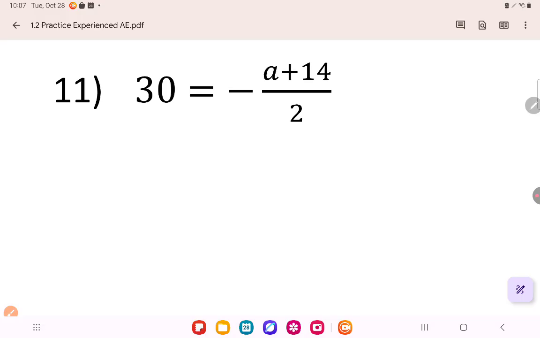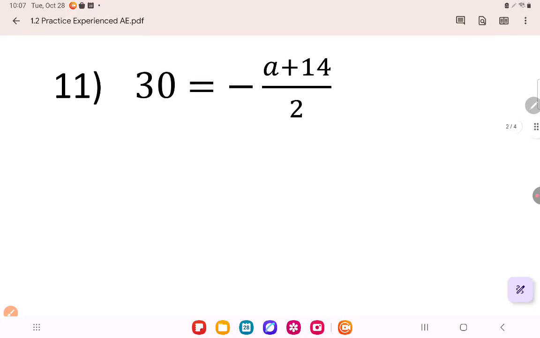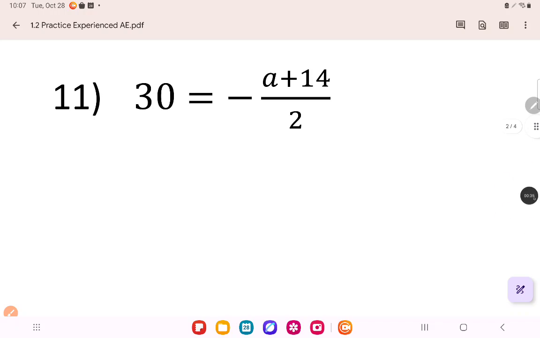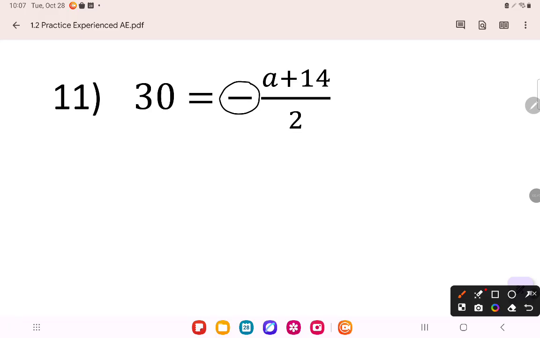30 equals negative a plus 14 over 2. Now, this could be a 2 or a 3-step equation depending on how you solve it. I want to do it in 2 because I'm lazy, but let's take a look. What I notice, first of all, is that out front of the entire fraction, I have a negative. See how it's not lined up with the a, but it's lined up with the fraction bar? That means it's making this entire ugly expression, this entire fraction, negative.